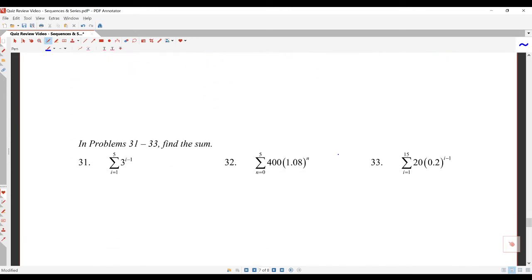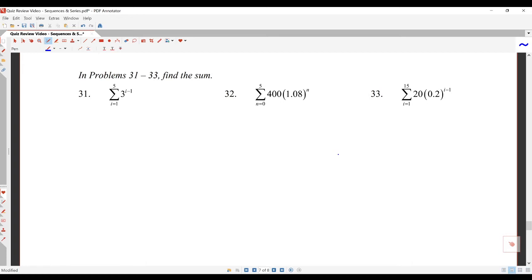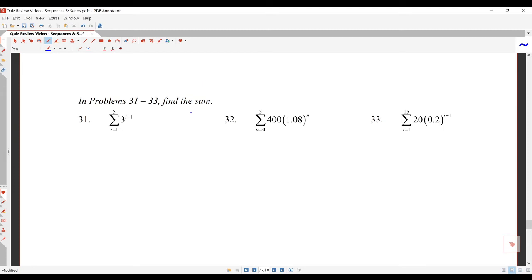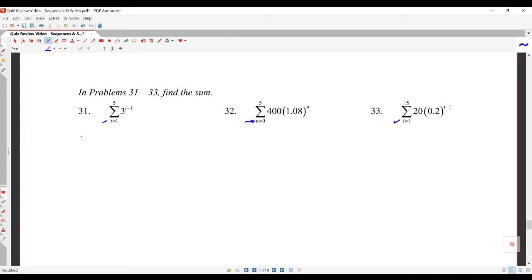Let's take a couple more over here. 31 to 33, find the sum. So again, the formula for this was we needed that summation to be 1. So we are going to have an issue right here where the n is 0, so we'll address that. And this one here is okay. So we are all set to jump right into it.